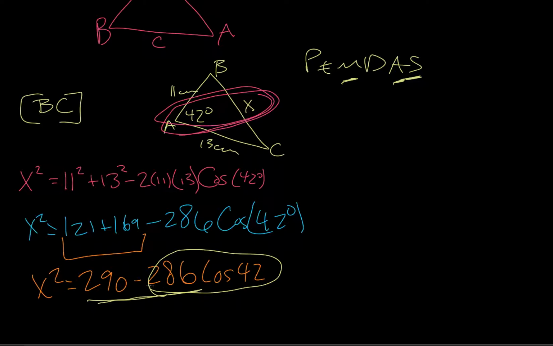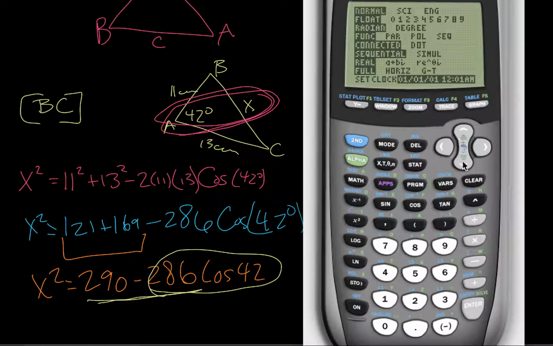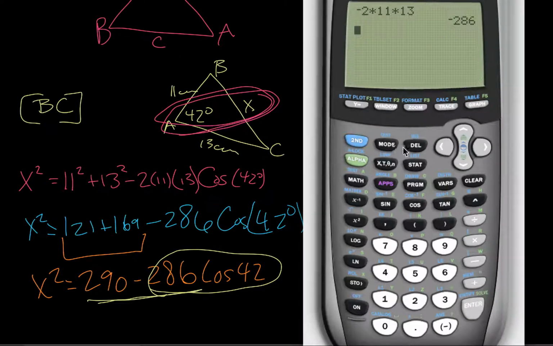So the next thing we need to do is do negative 286 times cosine 42. Now, make sure you check to see that your calculator's in degrees. You just hit mode and go down to degrees and then hit enter. And then we're going to say negative 286 times cosine 42. And then while I'm at it, I'm just going to add the 290 so we can be done. We could have put this whole line in actually all at once. I probably should have done it that way. But if you put that in, it's 77.46.